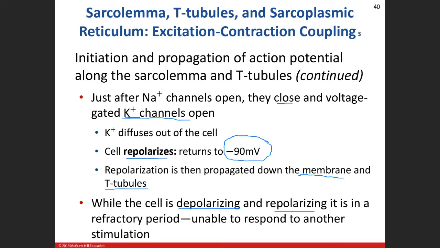Like the neuron, where we had a refractory period that followed the action potential, here in a muscle cell we've got another refractory period. That's the period of time where we cannot, well, we'll talk about exactly, because the refractory period is going to be a little bit different in the muscle than it was in the neuron. But we are not able to stimulate or respond until another stimulation occurs.